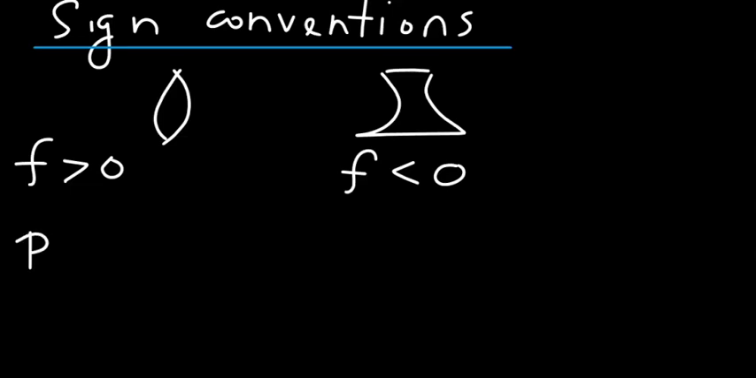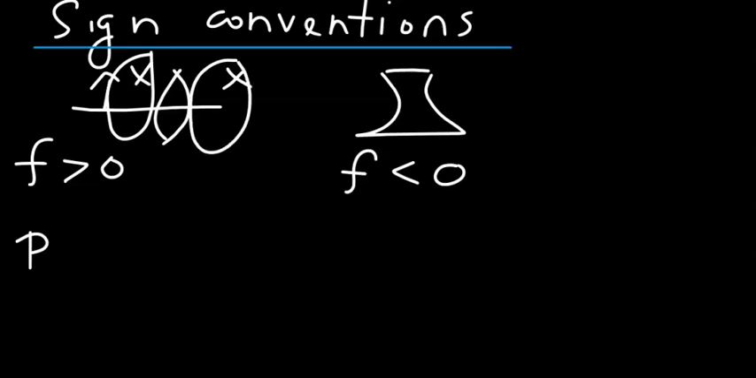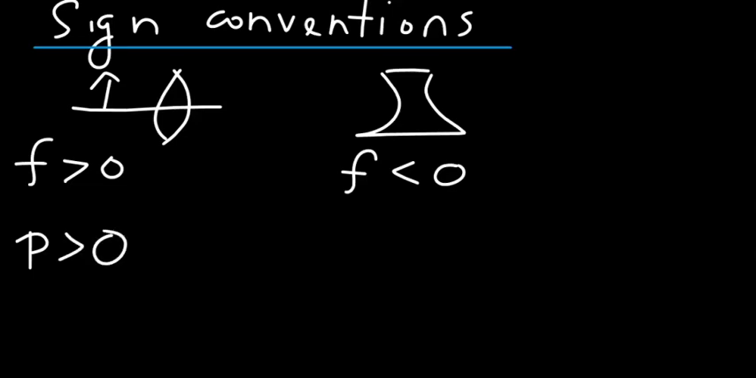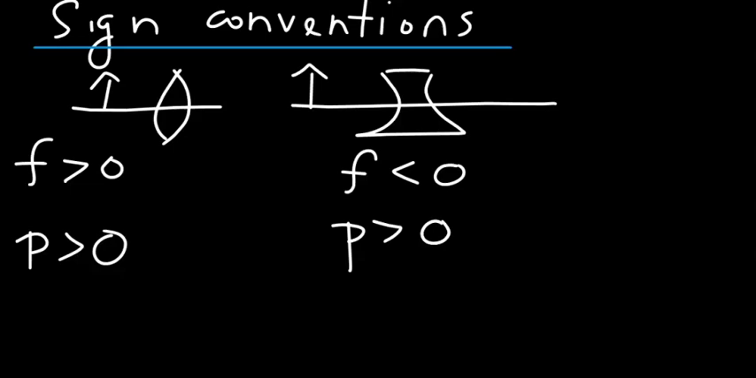If the object is on the incoming side of the surface, meaning if the object is, let's say, here. So this is the incoming side and this is the outgoing side, because this is where the rays are incoming towards the lens and this is the outgoing away from the lens. So if the object is on the incoming side of the surface of the lens, then the object distance is positive. The same goes for this lens. If the object is here, it is on the same side as the incoming side of the surface, then the object distance is positive. Now what about the image distance?